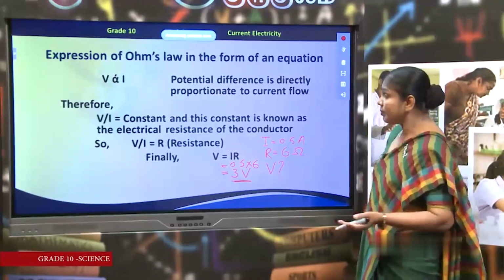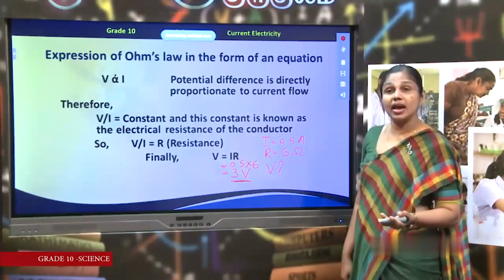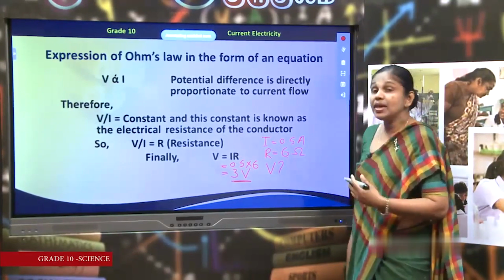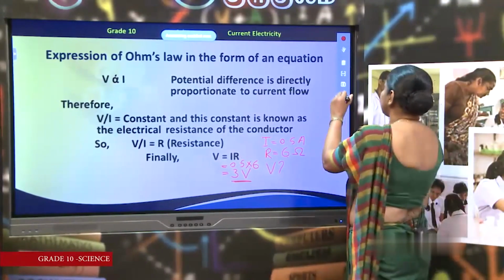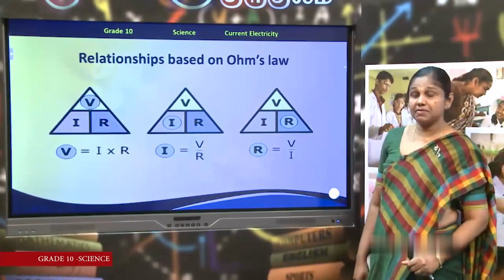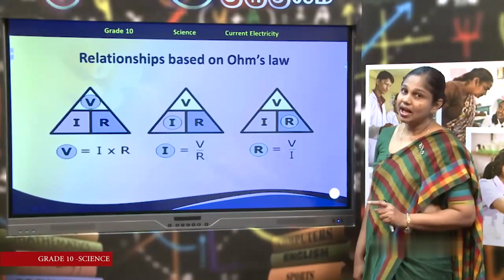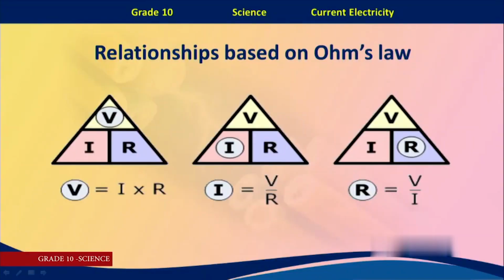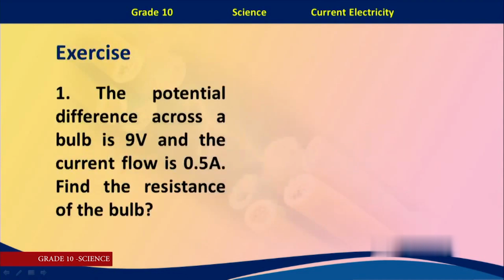Similarly, when we know V and R, we can find I. And when we know I and V, we can find R. So, these are the equations that can be derived using the V equals IR equation. If V equals IR, when we know I and R, we can get V. When we know V and R, we can get I. I equals V over R. When we know V and I, we can get R. R equals V over I.